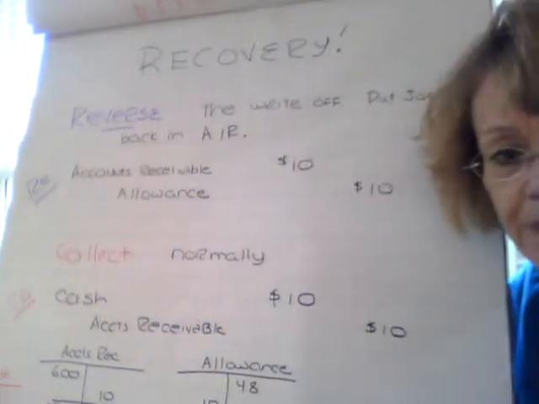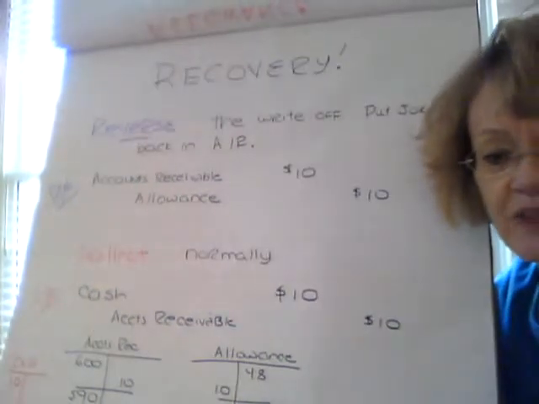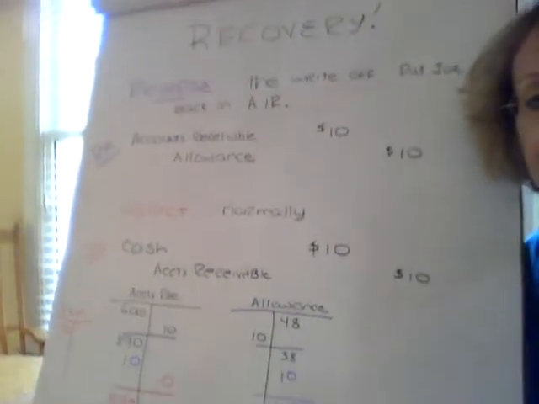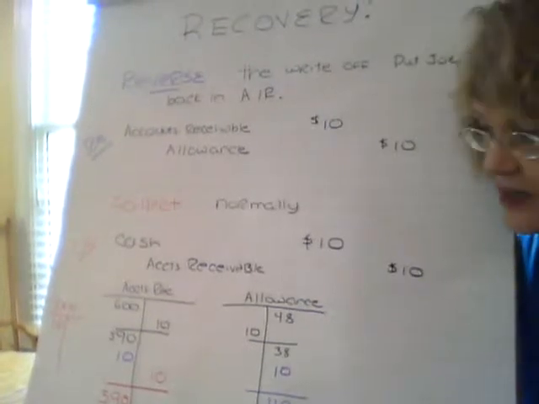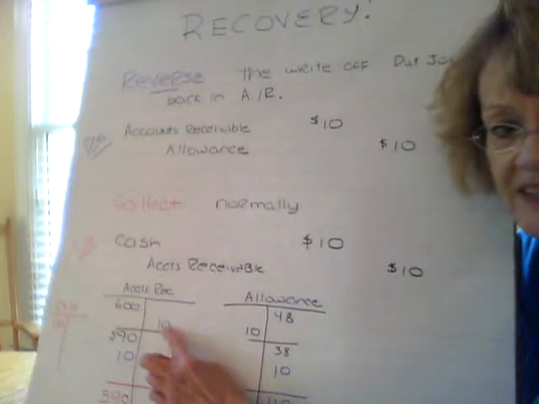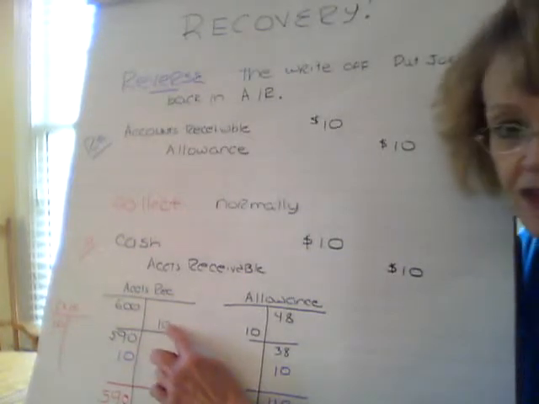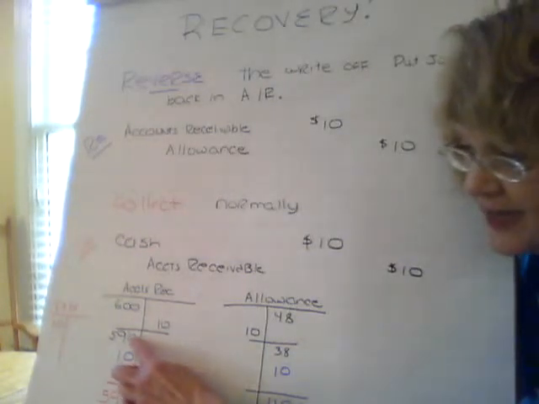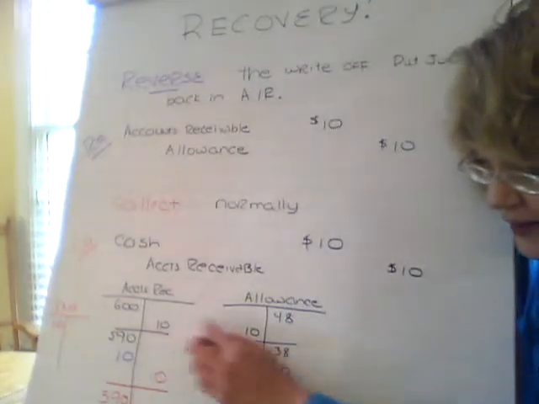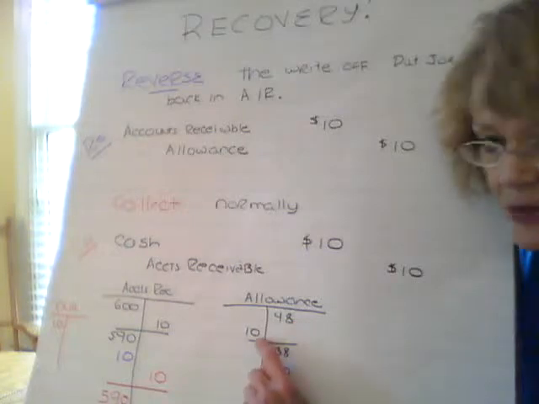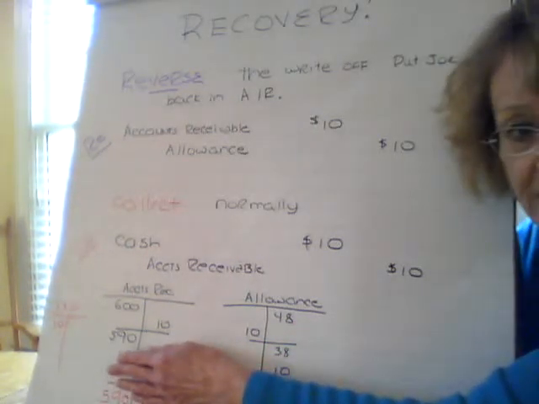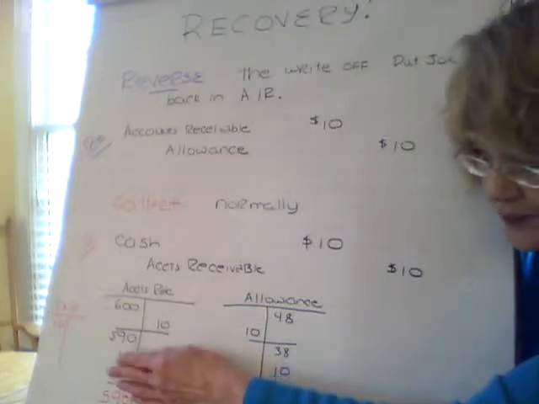So now look, let me pull this out a little bit and let's look at what the T accounts look like. Right now, I have the accounts receivable T account that I started with $600. Then what is this entry? The write-off of Joe. So we had $590. Okay, and that's what we had before. We had the 48 in the allowance and the write-off of Joe, and we had 38. So these are all the old numbers up to this point.